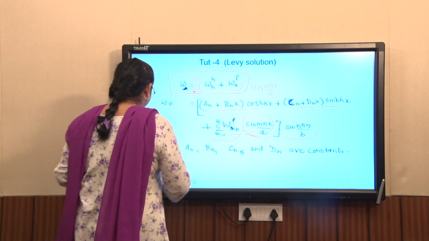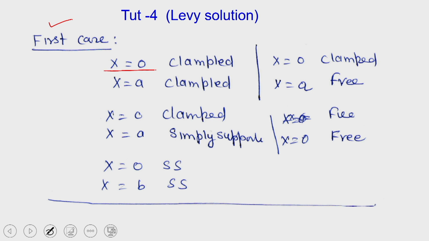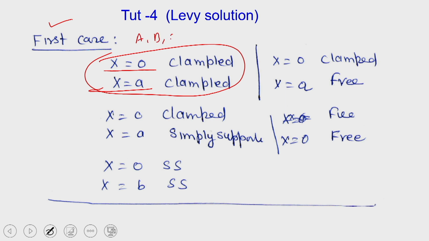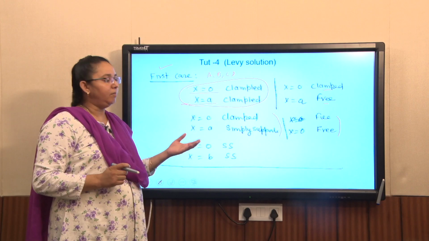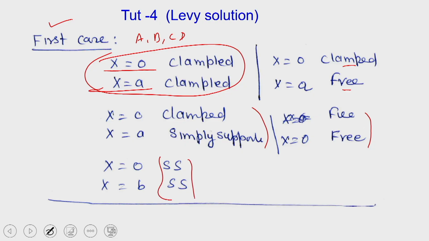These depend upon the boundary conditions. If I say that my plate at x equal to 0 and x equal to a are both clamped, then you will get some a n, b n, d n. If clamped and free, or clamped and simply supported, or free and free, any kind of boundary conditions one may assume and solve for, even the simply supported one.